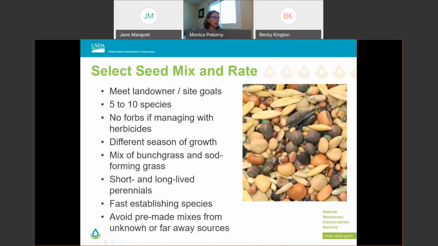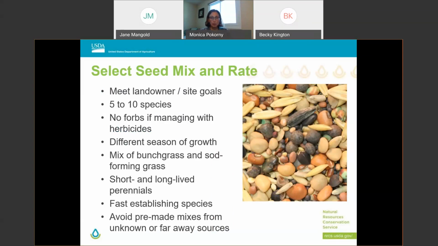Okay, so designing a seed mix, there's a lot of different things to think about. First, I would say, whatever species you pick, they need to meet your landowner goals and objectives and the site goals. And they need to address what the site assessment was and what the site is going to be capable of. So that's one of the first things to think about.